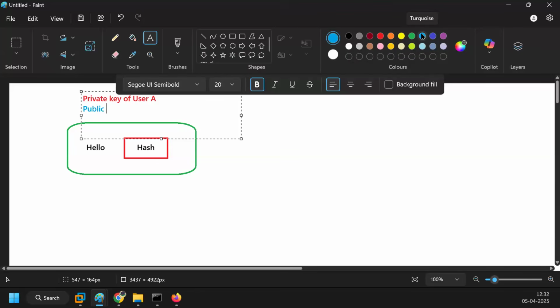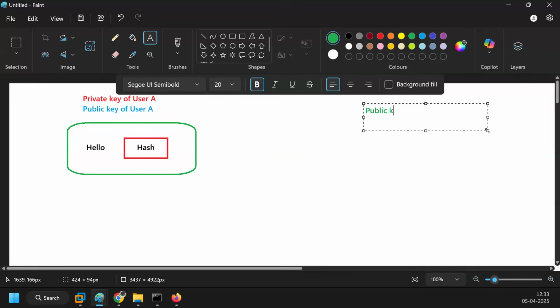Public key of user A. Over here, we are having a user with the name A, and over here another user with the name B. So we are having the public key of user B, and the private key of user B.